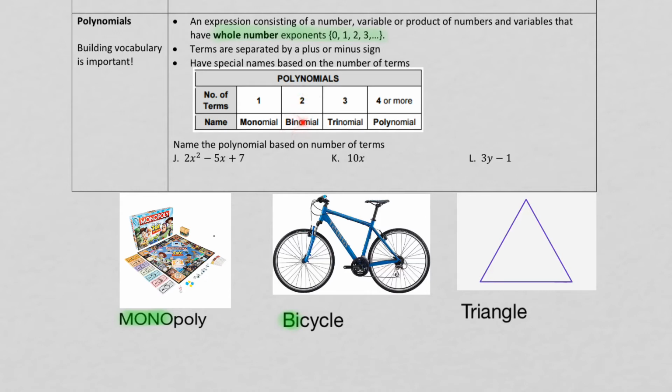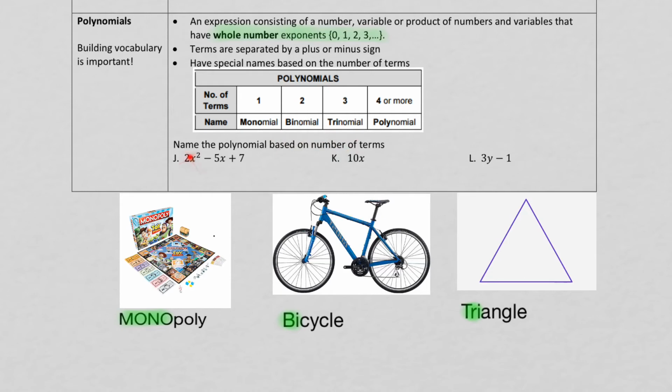And then following that same logic, if you have a three-termed polynomial, we call it a trinomial. Again, think about the word triangle. A triangle we know has three sides. So the prefix tri means three. So a three-termed polynomial is called a trinomial. And then if it has four or more terms, we'll just call those polynomials. Again, poly meaning many. So in examples J, K, and L, we want to identify what kind of polynomial we have based on the number of terms.